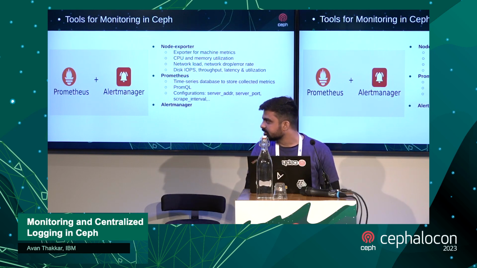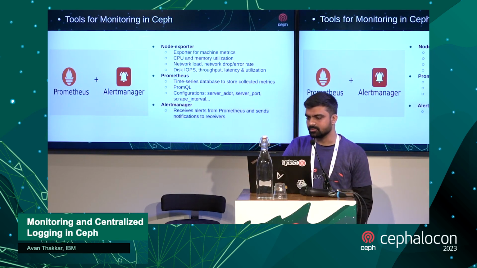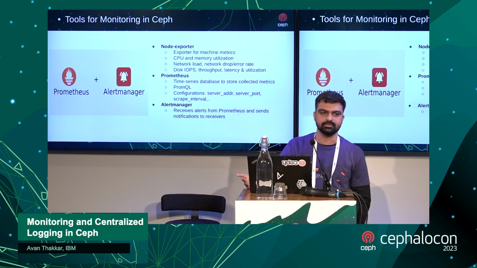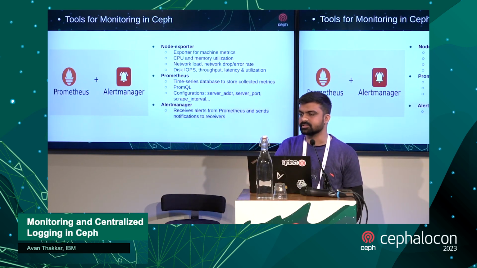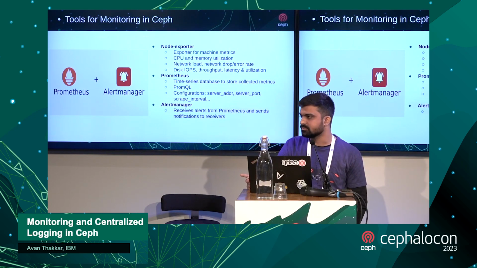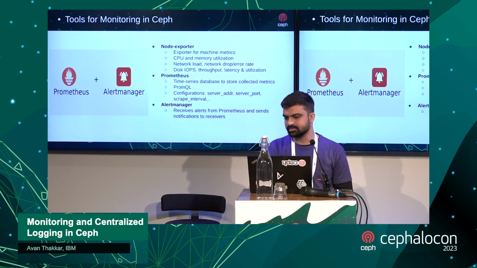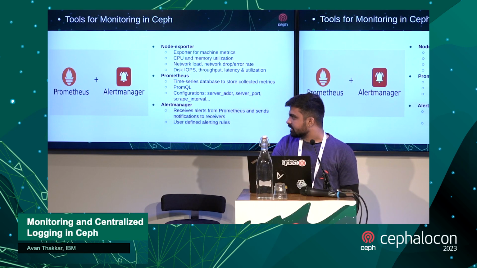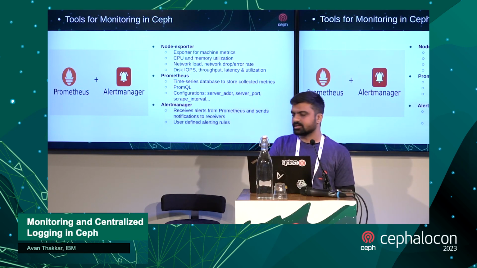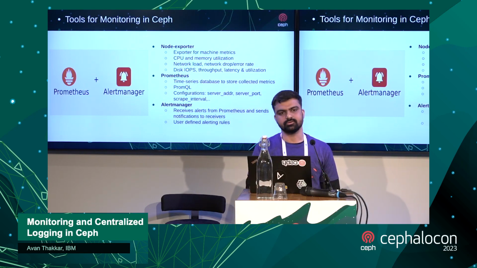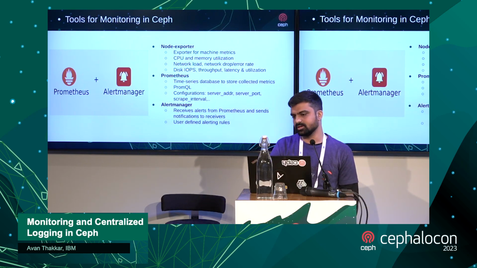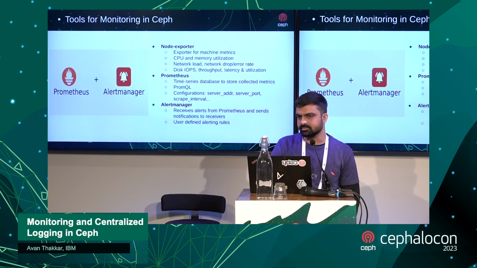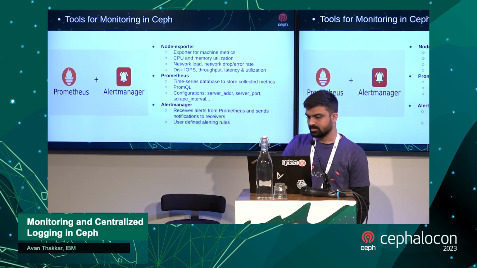Then we have the Alertmanager. The name already suggests it's all about alerts and their management. It basically receives alerts from Prometheus and sends them to the receiver, and in Ceph, one of the receivers is the Ceph dashboard. And we have user-defined alert rules. Basically, we have the Prometheus alert rules file where you can define any alerts you want and receive the notification based on that in the Ceph dashboard.